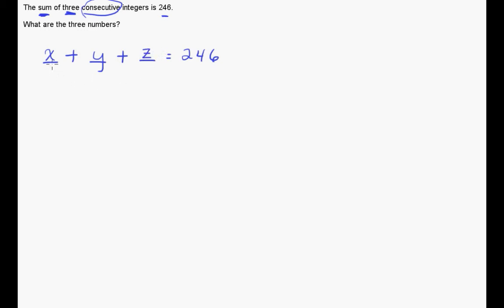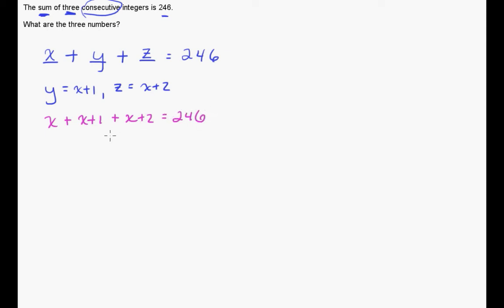Now you might be thinking that we can't add these because these are all unlike terms and we can't really do anything with this equation. And you're right. That's where that consecutive integers part comes in. Because they're consecutive, we can state that y is equal to x plus 1 and z is equal to x plus 2. So now we can rewrite our equation as x plus 1 is going to substitute for y, and x plus 2 is going to substitute for z, and that all equals 246.